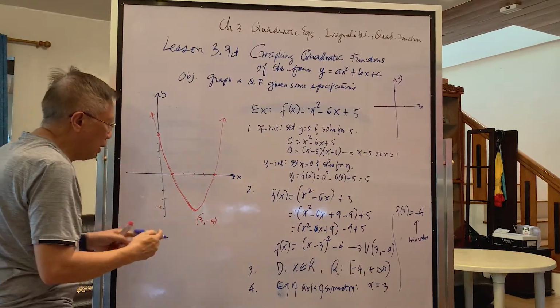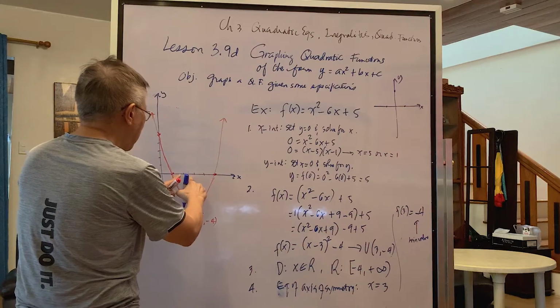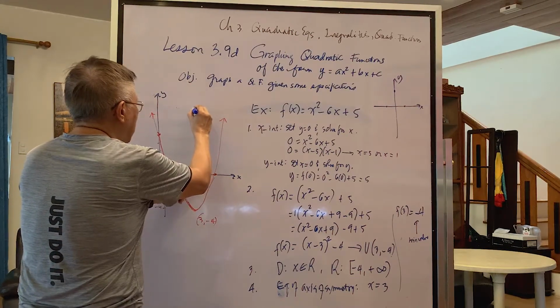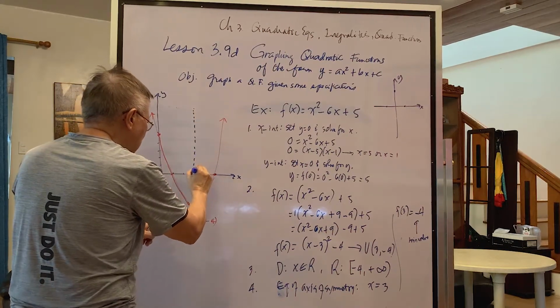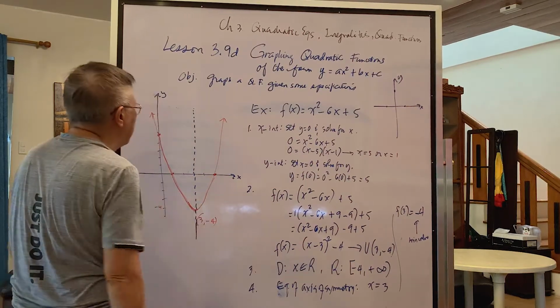Now, I will run a vertical line through x equals 3. That will be this one here. This is the equation of the axis of symmetry.